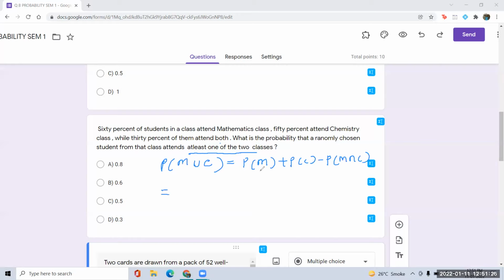Now here the probability of maths is 60%. It is given in percentage, but you can consider it as 0.6 because it is probability. 60 upon 100 gives you 0.6. Chemistry, the percentage is 50, so the probability is 0.5. And both means intersection, and that is 30%. That means it is 0.3. So 0.6 plus 0.5 minus 0.3 gives you the answer 0.8. And so the correct answer is 0.8. It is an application of addition theorem.